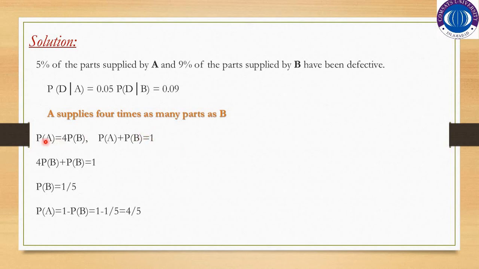Now, as we know, probability of A is equal to 4 times probability of B. So we substitute this statement here: 4 times probability of B plus probability of B is equal to 1, and it gives probability of B equal to 1 by 5. We have probability of B equal to 1 by 5. That is, the probability that the supply is coming from supplier B is 1 by 5.